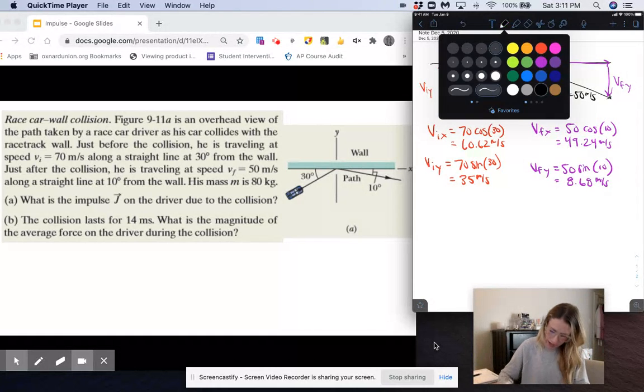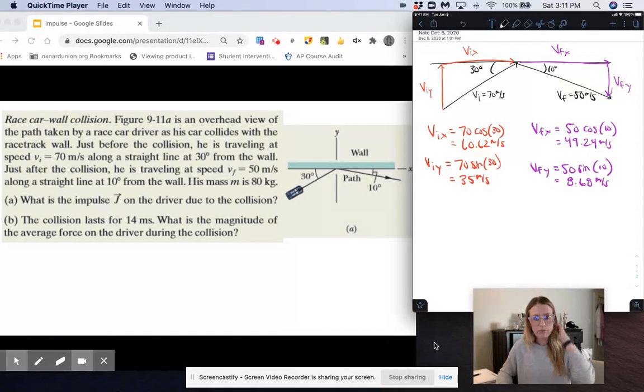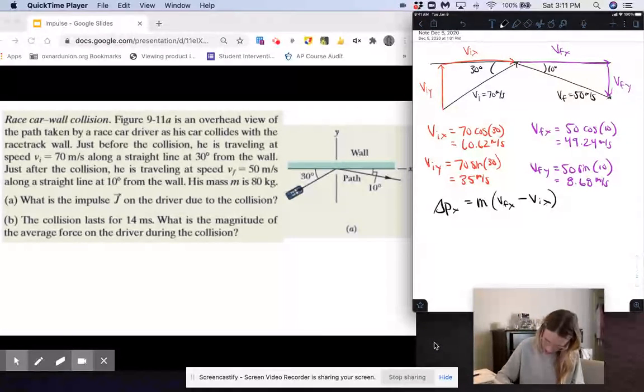All right, so now let's find the initial momentum and the final momentum so we can then find the change in momentum. Initial momentum in the x direction will be equal to mass times initial velocity in the x direction. But instead of doing this separately, we'll just do it all together, it just makes it easier. So change in momentum in the x direction will be mass times final velocity in the x direction minus initial velocity in the x direction.